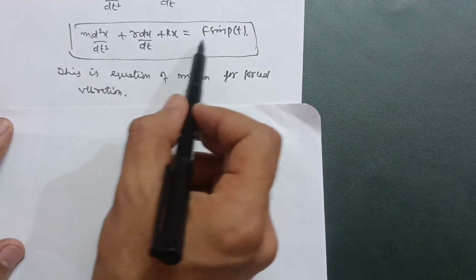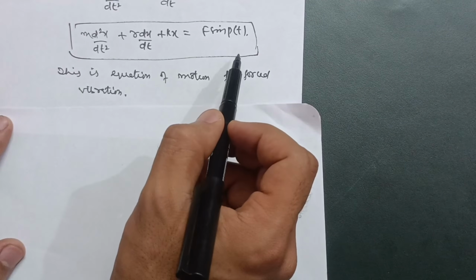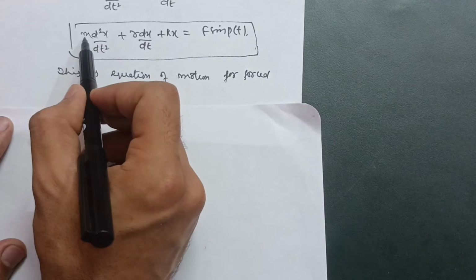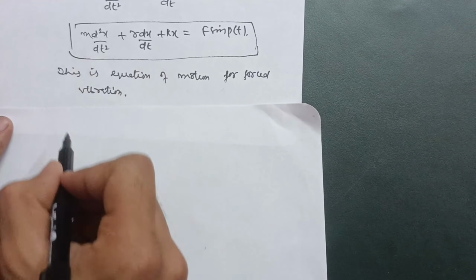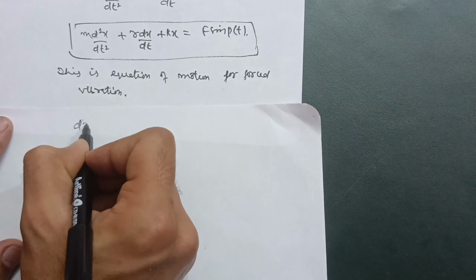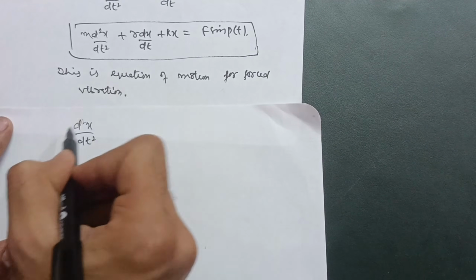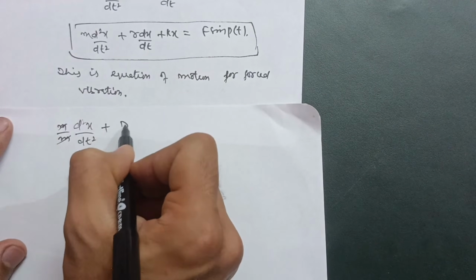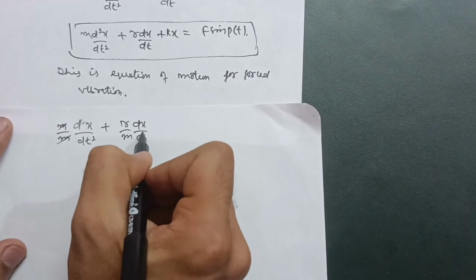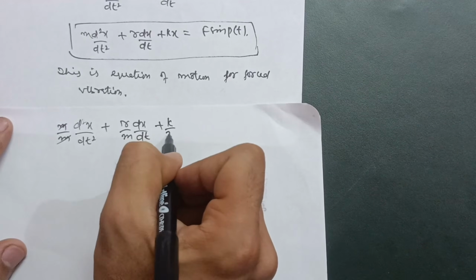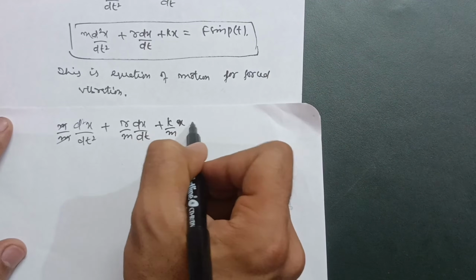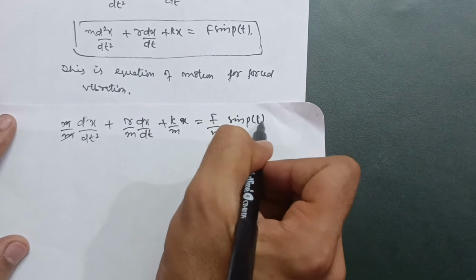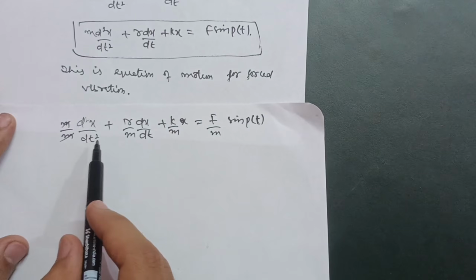Now divide this equation, the equation of motion for forced vibration, by m. When I divide this whole equation by m, m and m get cancelled, so it becomes d square x upon dt square, since I am dividing m by m here. Plus r upon m dx upon dt, plus k by m x, equals f by m sine of pt. I am dividing by m throughout the equation.